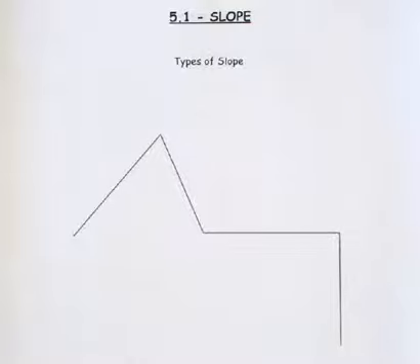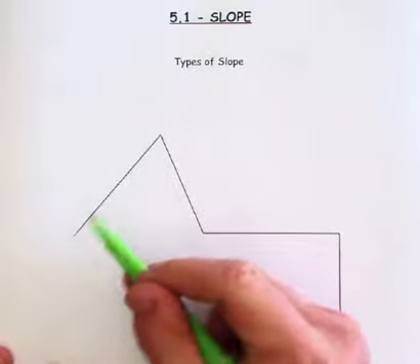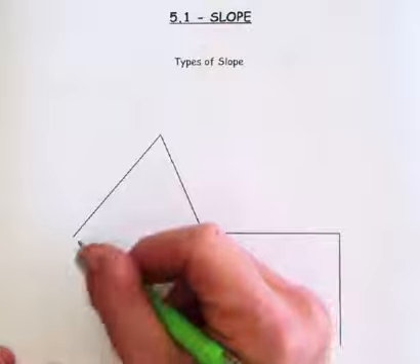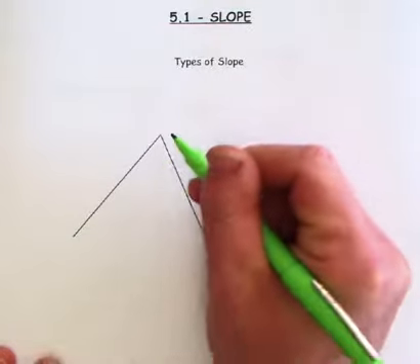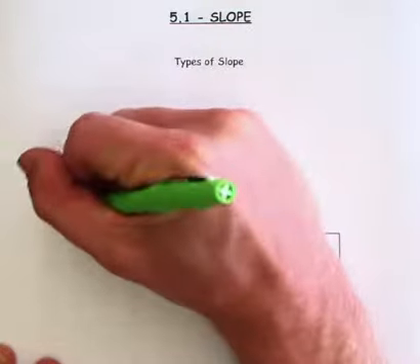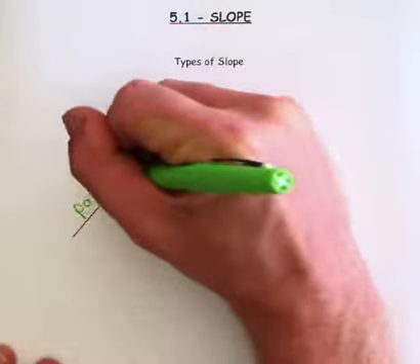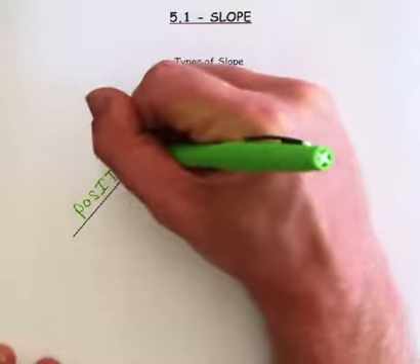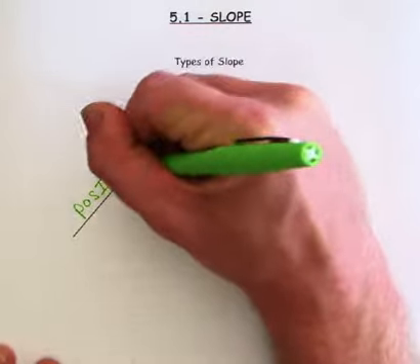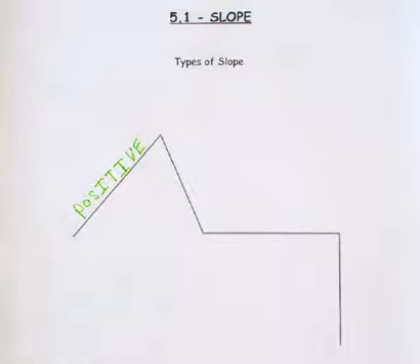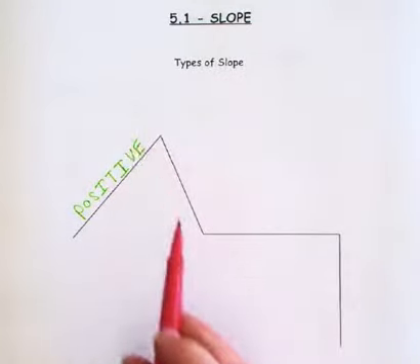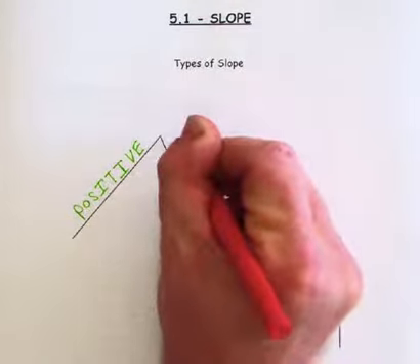First of all, if the line goes up as it goes to the right, this is going to be a positive slope. If you've seen the ski dude video, puff, puff, positive, because when you're going up, you got to puff. So positive slope is up and to the right. If we're going down as we go to the right, this is going to be negative.